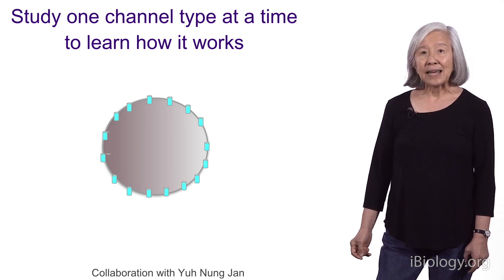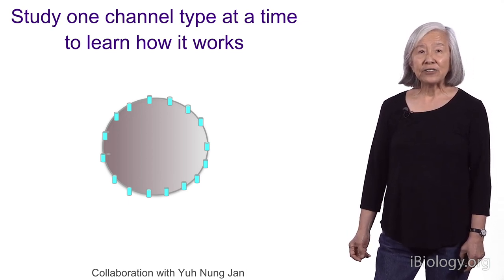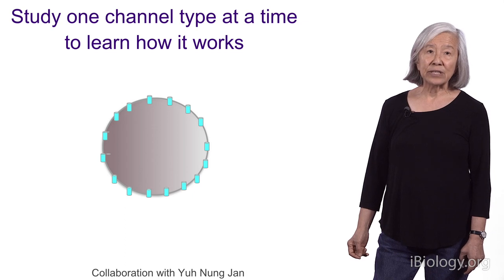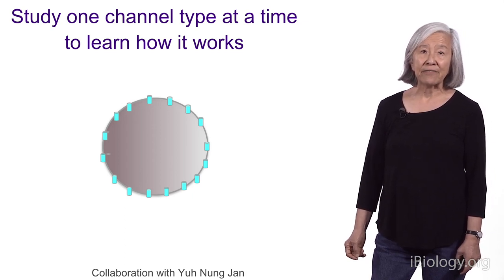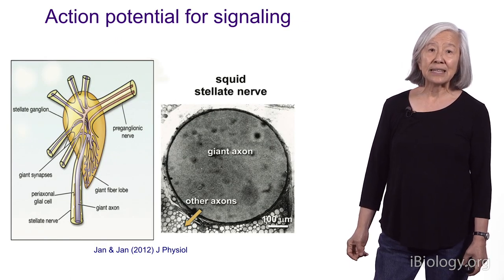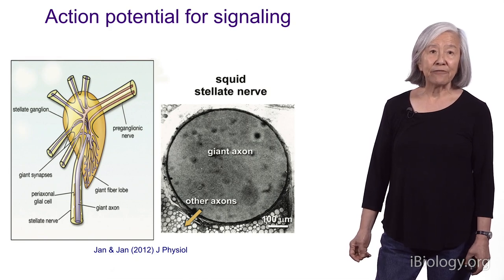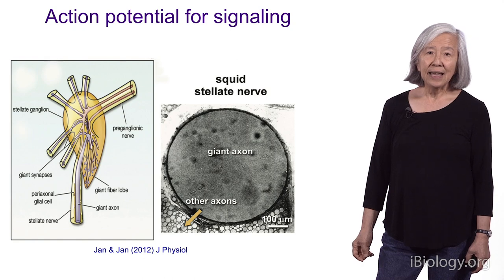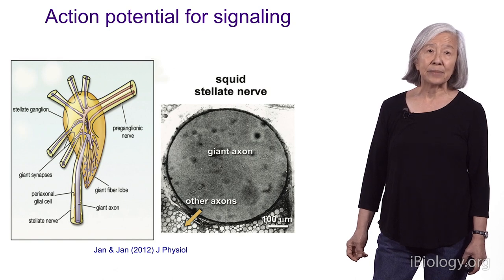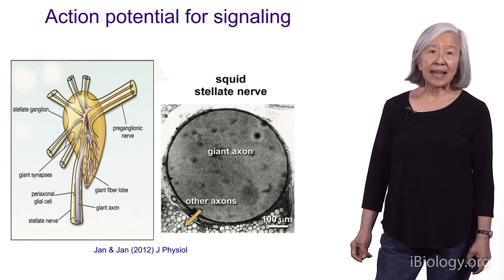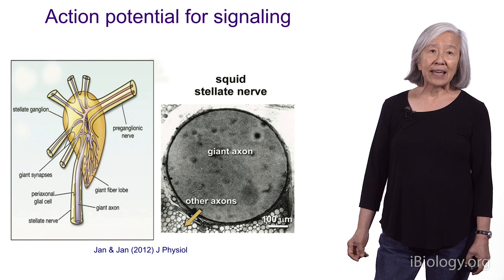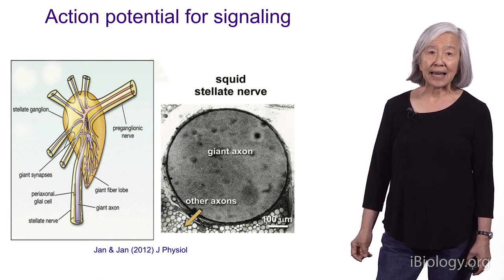For the first attempt at molecular identification, the channel of interest was voltage-gated potassium channels. These channels control the waveform and the propagation of action potentials. Action potentials were recorded nearly 70 years ago for the first time from the squid giant axon. Unlike mammalian axons that can have myelination to speed up the propagation of action potentials, squid axons have no myelination. And to speed up the propagation, some of the axons are very large, nearly 1 millimeter in diameter.